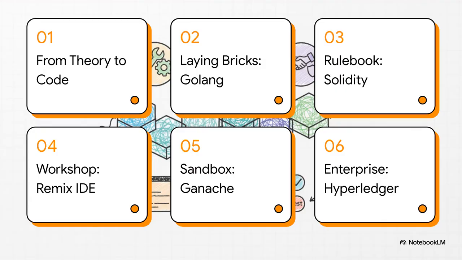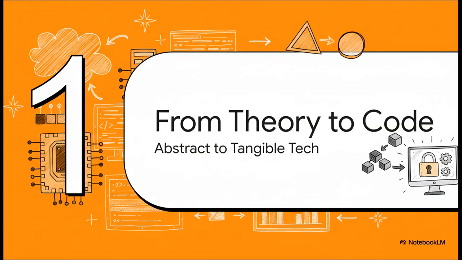Here's the roadmap for our journey today. First, we're going to see how theory gets translated into actual code. Then, we'll look at how to lay the foundational bricks of the chain itself using a language called Golang. After that, we'll write the rulebook for our blockchain with Solidity. We'll step into the digital workshop with the Remix IDE, test everything in the Ganache sandbox, and finally, we'll see how this whole thing gets scaled up for big companies with Hyperledger. All right, let's dive in.